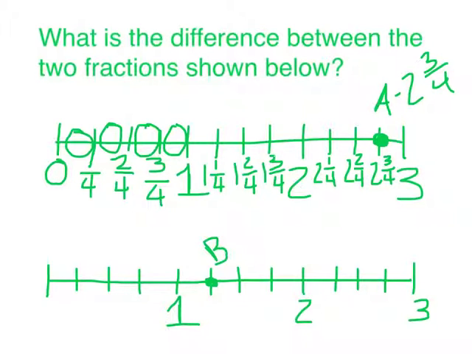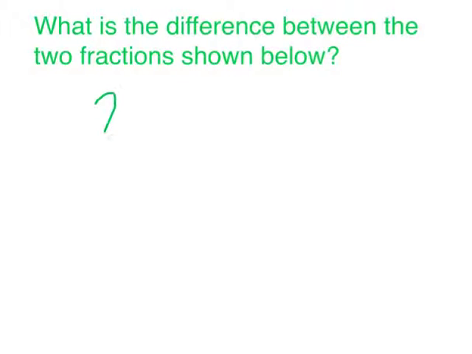What's the denominator for this number line? Well, 1, 2, 3, 4. It still has 4 pieces. What is fraction b? What mixed number does fraction b represent? It represents 1 and 1/4. So now I can solve my problem. To find the difference between these two fractions, I need to subtract 2 and 3/4 minus 1 and 1/4.